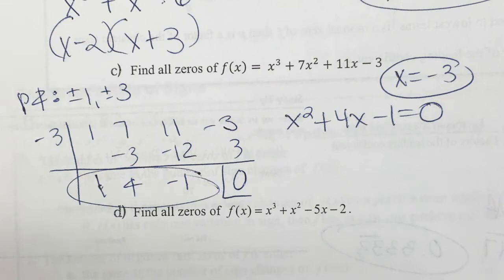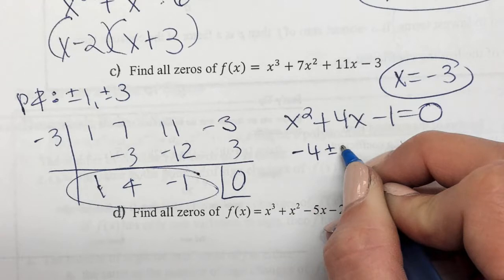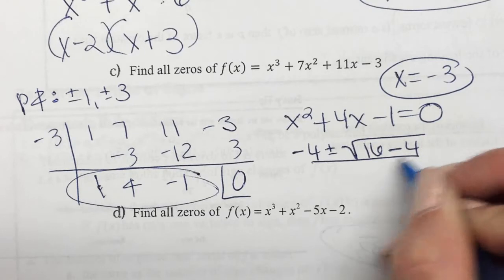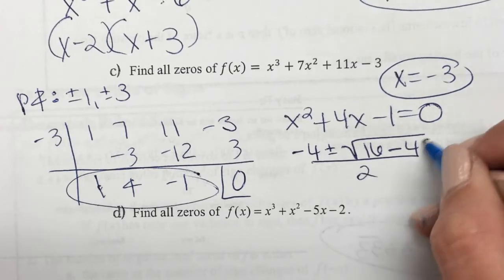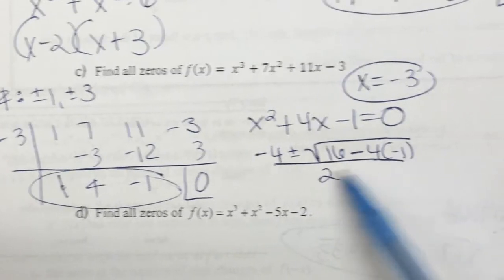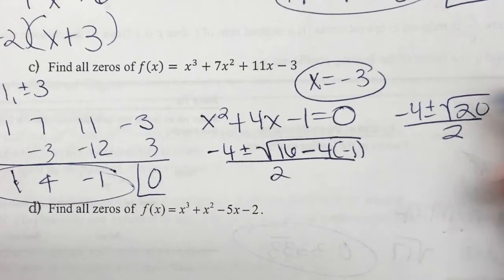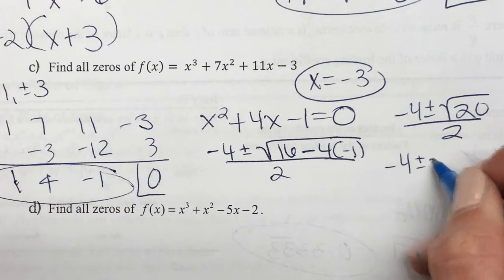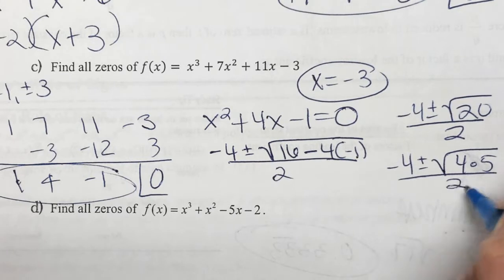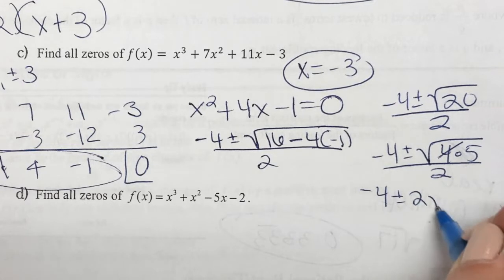Alright, Colby, help me out. Negative 4 plus or minus, all over. Good. And this is supposed to be times -1, right? Okay. So underneath we'll get 16 plus 4. That'll make what? 20. -4 plus or minus square root of 20 over 2. What goes into 20? Perfect square. 4 and 5. Good. So, Kayla, what goes on the outside? Good. So -4 plus or minus 2 square root of 5 over 2.